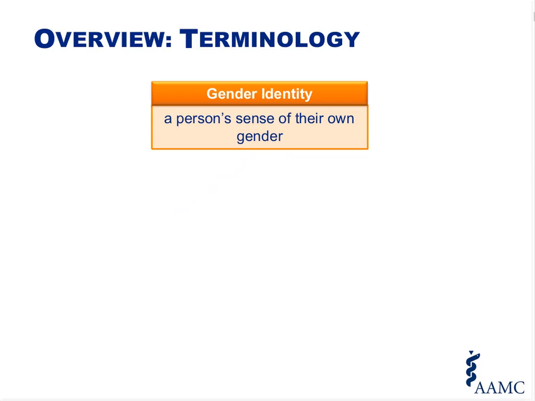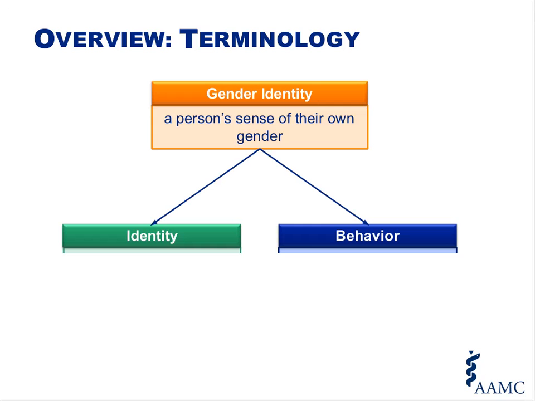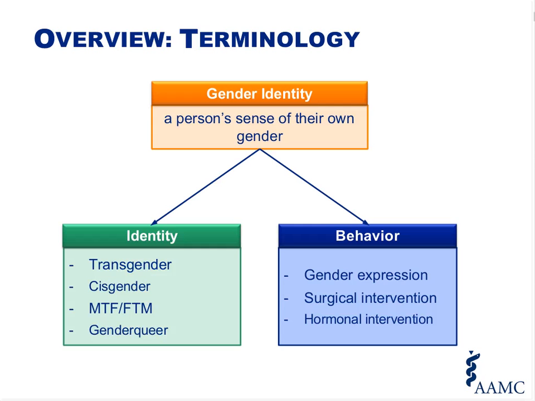With respect to gender identity, that's really a person's sense of their own gender. And again, we can think about how this relates to identity and behavior. When we think about identity, someone could identify as cisgender. Cis, if we go back to chemistry, we think about same side. So their gender identity is concordant with their born sex. Or someone could identify as transgender, so their gender identity is different from their born sex.